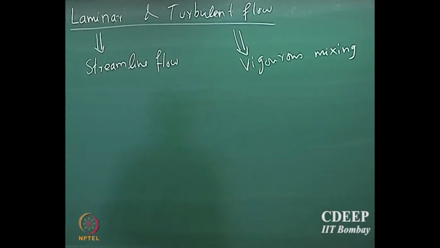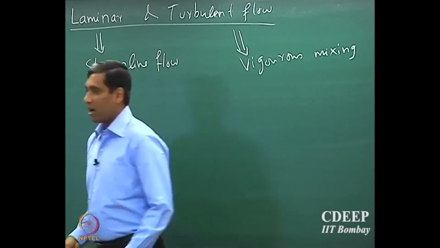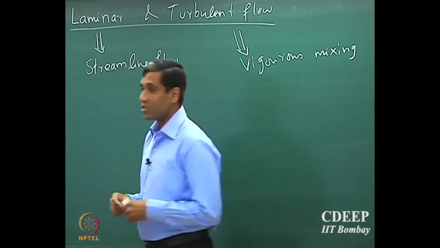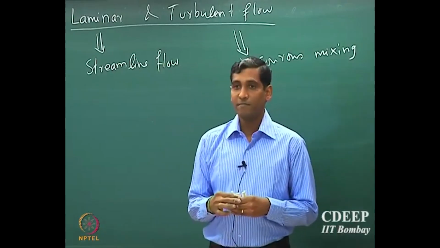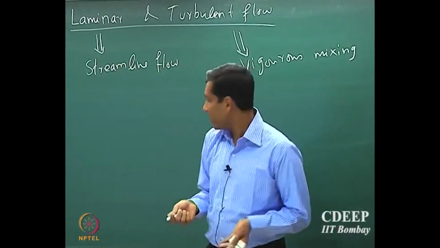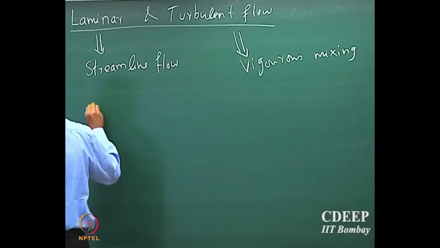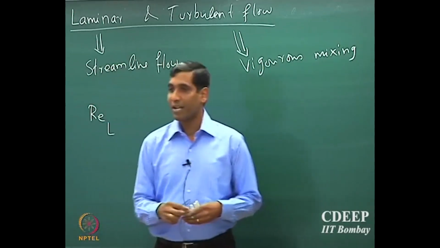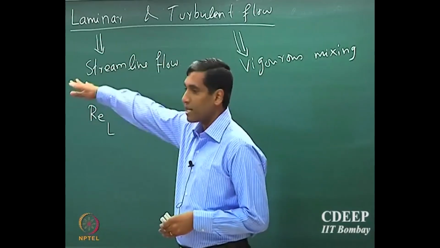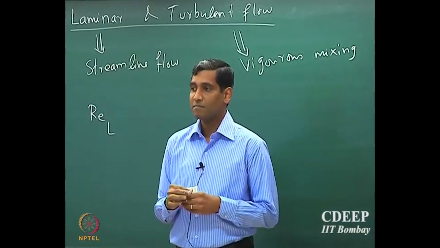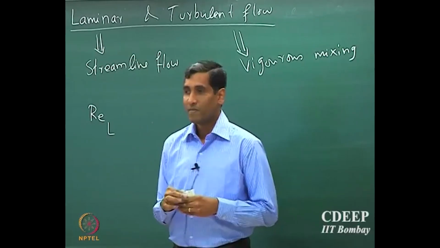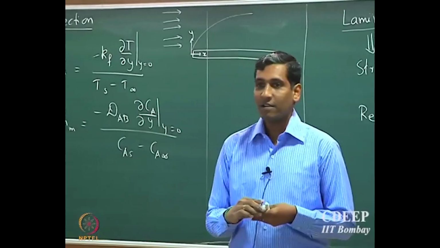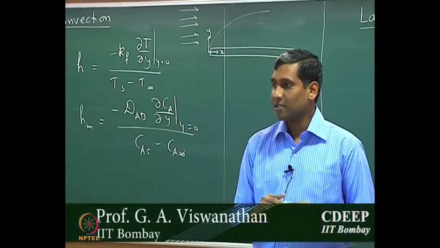Okay. So now what's the characterizing number which tells you whether it is laminar or turbulent? It's called the Reynolds number. Now what's the Reynolds number range for a flat plate where you will have laminar flow? Up to what Reynolds number is the flow laminar? 2100.